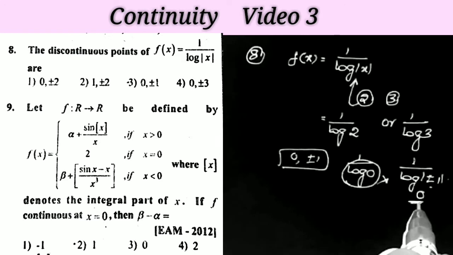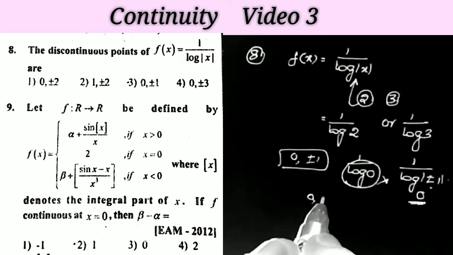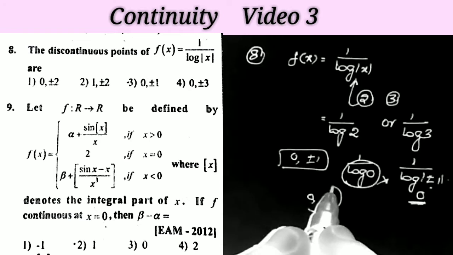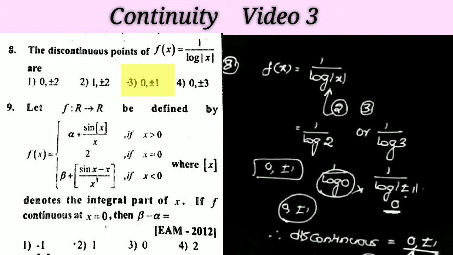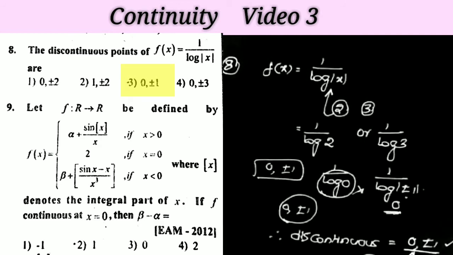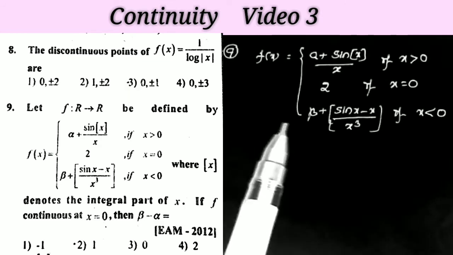So this is also undefined. At the points 0, plus or minus 1 the function is not defined, so these points are the discontinuous points. Therefore, the discontinuous points are 0, plus or minus 1. That is, the third option is the correct answer. Next question, sum number 9.